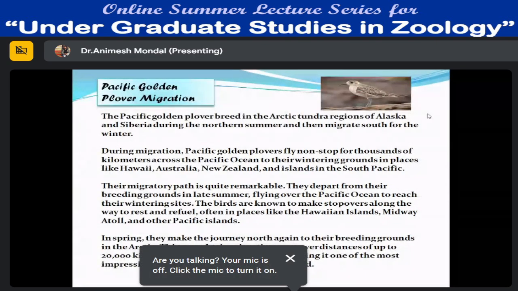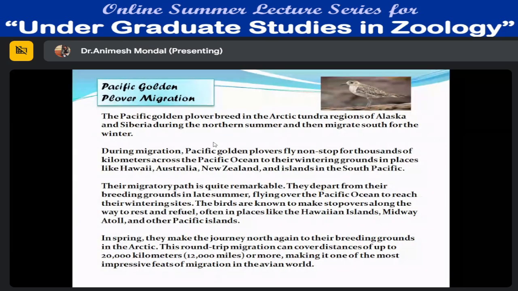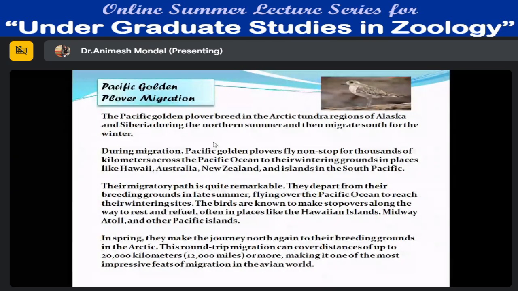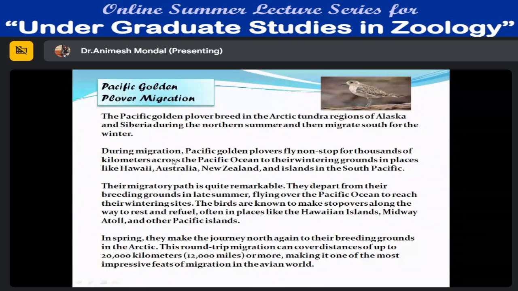In case of Pacific golden plover, it breeds in the Arctic tundra region of Alaska and Siberia during the northern summer, and then it migrates to the south for winter. During migration, the Pacific golden plover flies non-stop for thousands of kilometers across the Pacific Ocean to wintering grounds in places like Hawaii, Australia, New Zealand, and islands in the South Pacific. Their migratory path is quite remarkable. They depart from their breeding ground in the late summer and fly over the Pacific Ocean to reach their wintering sites. The birds are known to make stopovers along the way to rest and refuel, but it is not necessary that every bird will refuel.